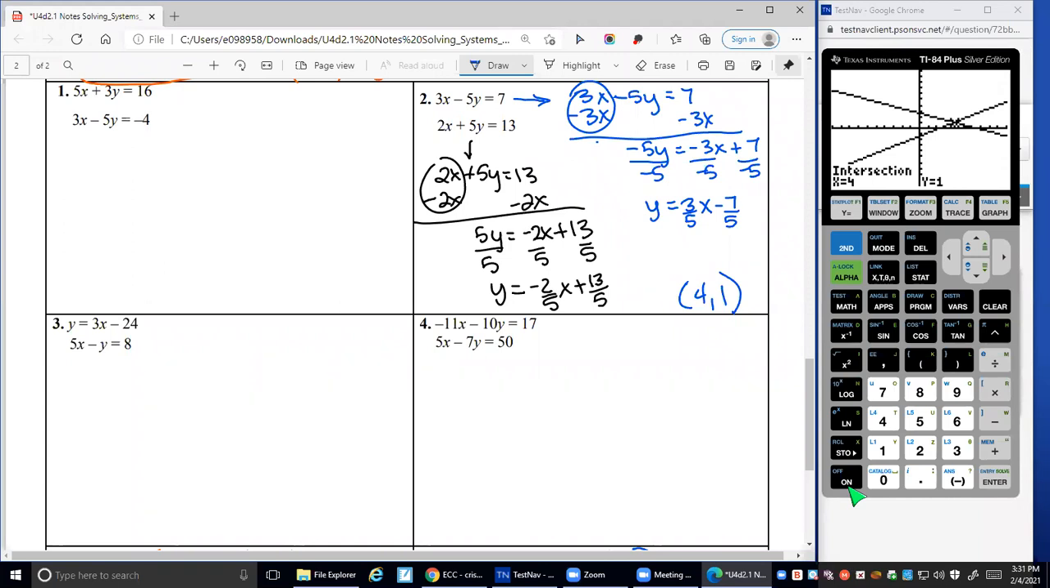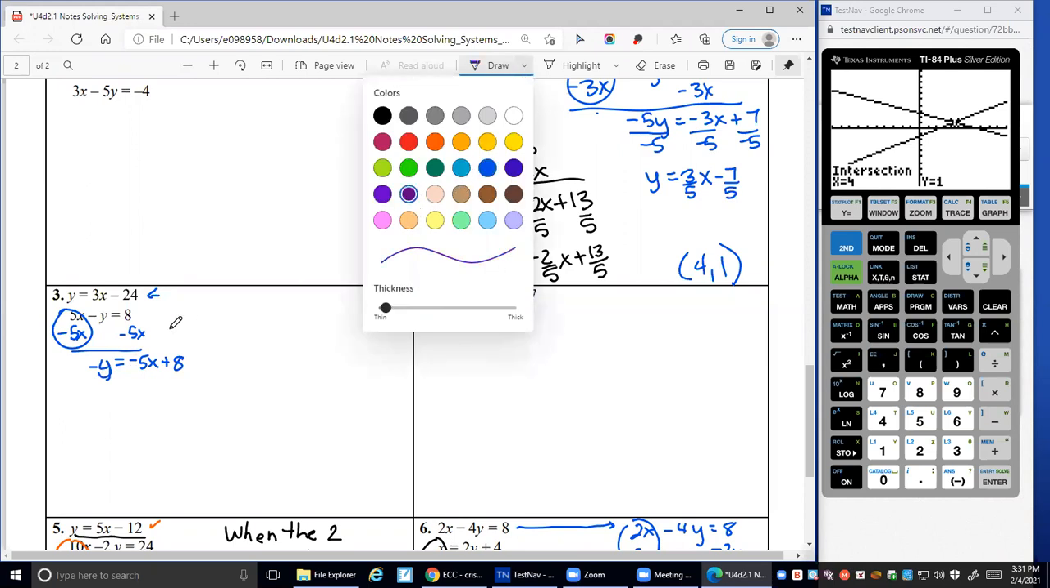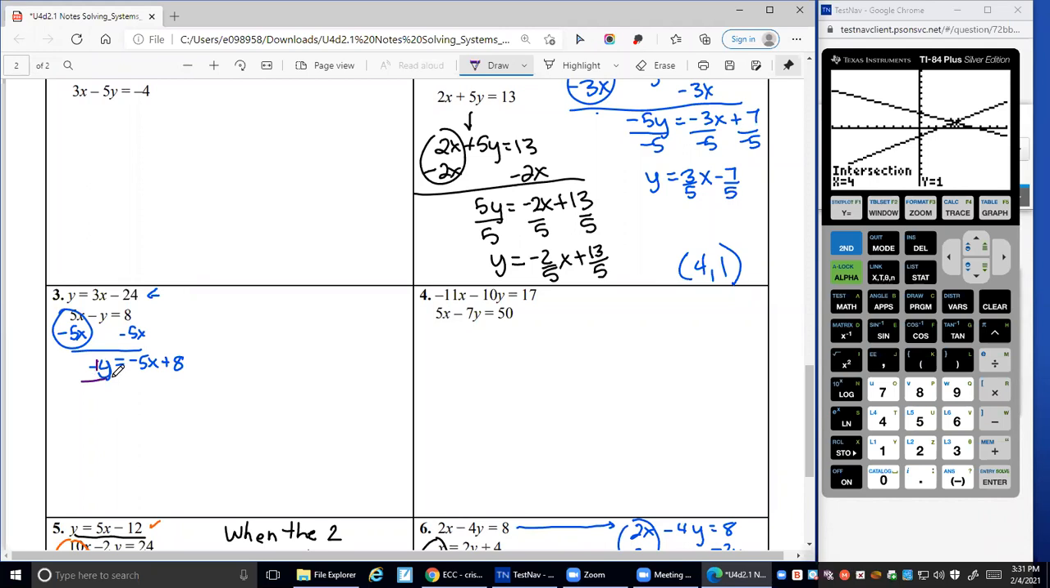I'm going to go on to the next one. One second. You can pause it. Number 3, this one is already good, so I can put that in my calculator. This one I'm going to go ahead and move the x. This will zero out, and I get negative y equals negative 5x plus 8. Now keep in mind that the coefficient of y there is negative 1. So I'm going to divide by -1 for all of them. And I get y is equal to 5x minus 8.